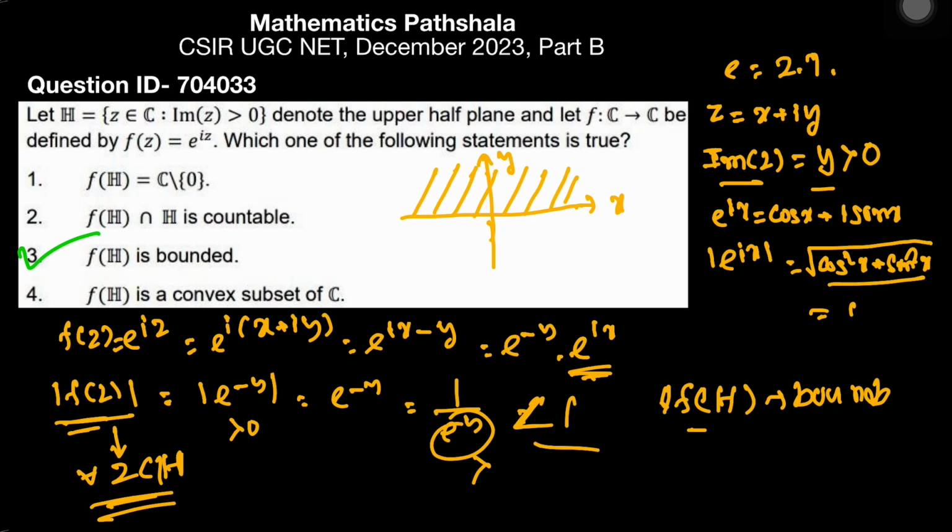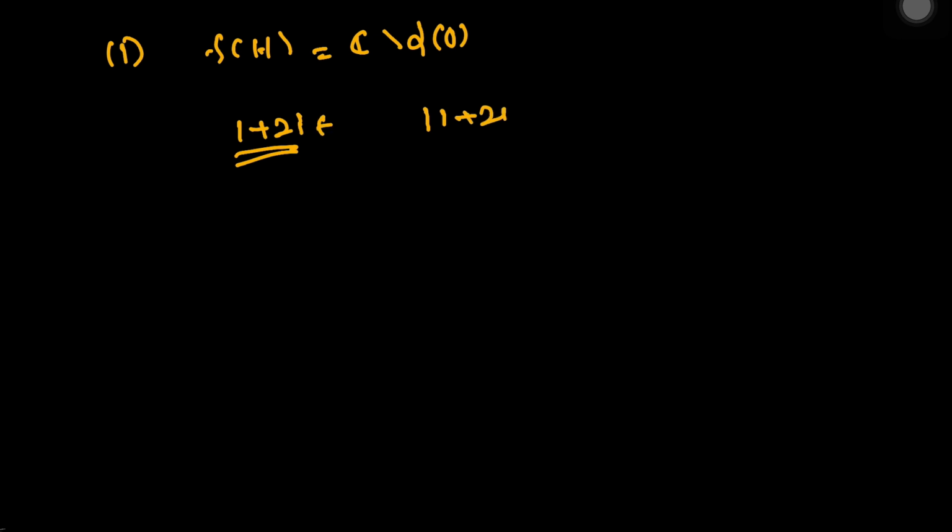Now see, in option 1 what is said? In option 1 it is said that f(H) equal to C minus 0, the whole complex number, only the 0 point is not there. Now you can see that 1 plus 2i belongs to the complex plane, so belongs to C. Now modulus of 1 plus 2i is what? Root of 1 square plus 2 square, that is root 5, that is greater than 1.